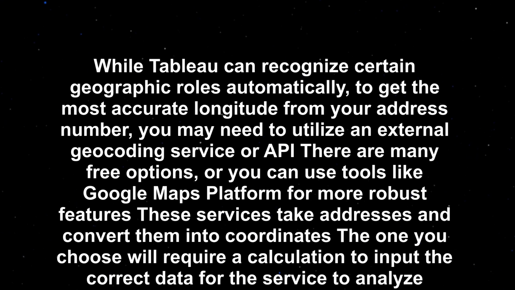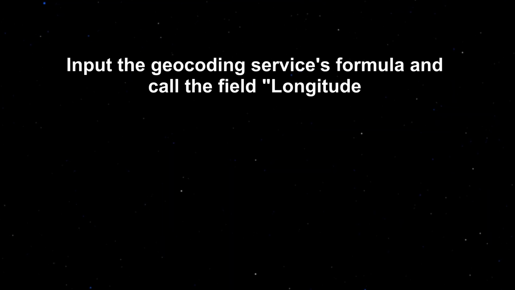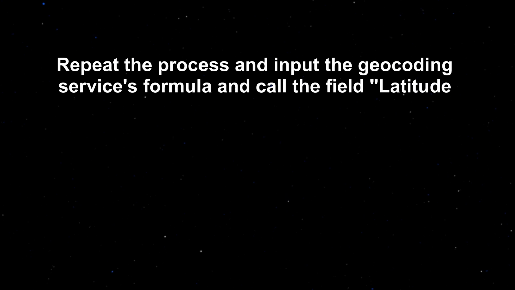There are many free options, or you can use tools like Google Maps platform for more robust features. These services take addresses and convert them into coordinates. The one you choose will require a calculation to input the correct data for the service to analyze. Input the Geocoding Service's formula and call the field longitude. Repeat the process and input the Geocoding Service's formula and call the field latitude.